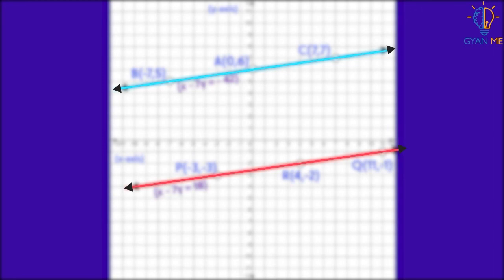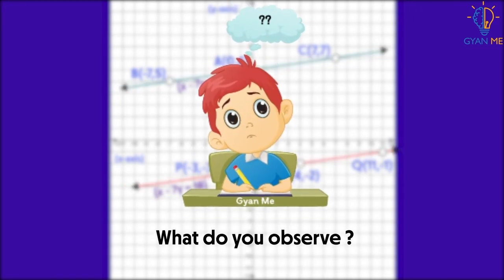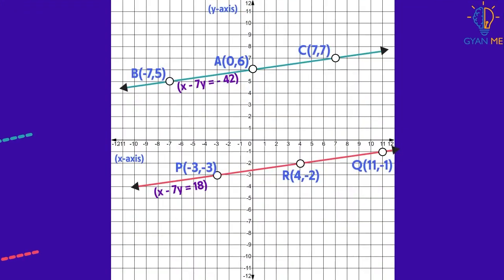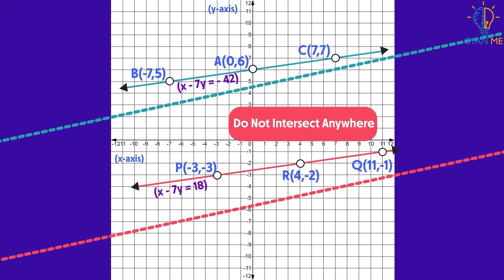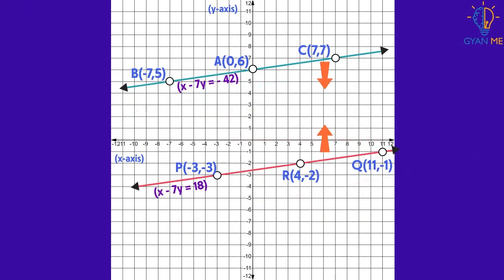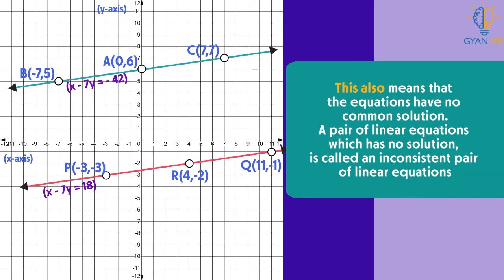Now, observe the two lines. What do you observe? Note that both the lines do not intersect anywhere. That is, they are parallel to each other. This also means that the equations have no common solutions. A pair of linear equations which have no solution is called an inconsistent pair of linear equations.